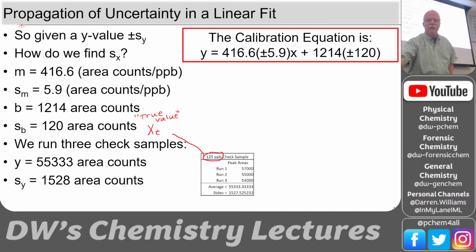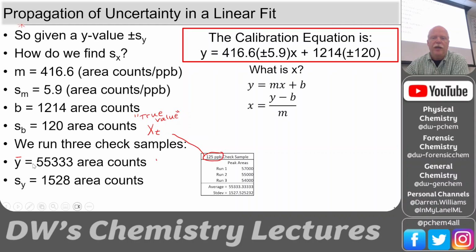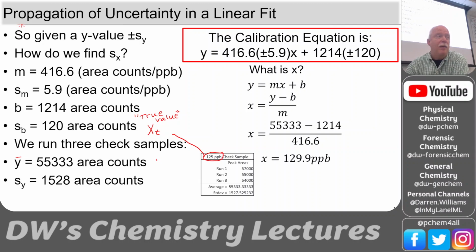Okay, so we can do a Y bar if you want. Y bar. And so what is X? Well, let's solve for our concentration. So here's our equation, Y equals mx plus B. So we take B and subtract it from both sides and divide by M, and we get X. So here's our X. So 129.9 parts per billion.